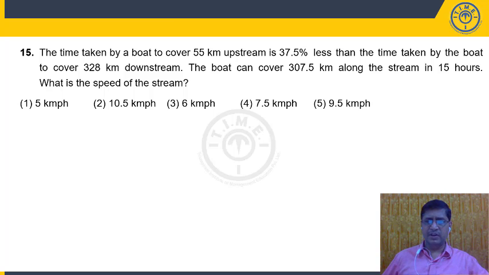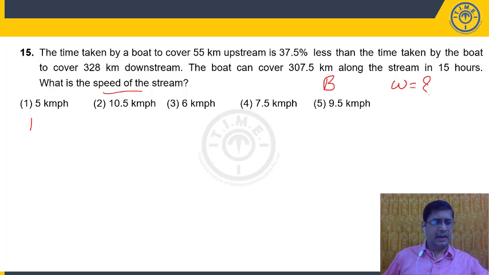For my convenience, I am taking the speed of the boat as B and the speed of the stream as W. What we need to find? The speed of the stream. Stream is the water current. So B refers to the boat speed in still water and W is the speed of the stream. Now what is condition 1?